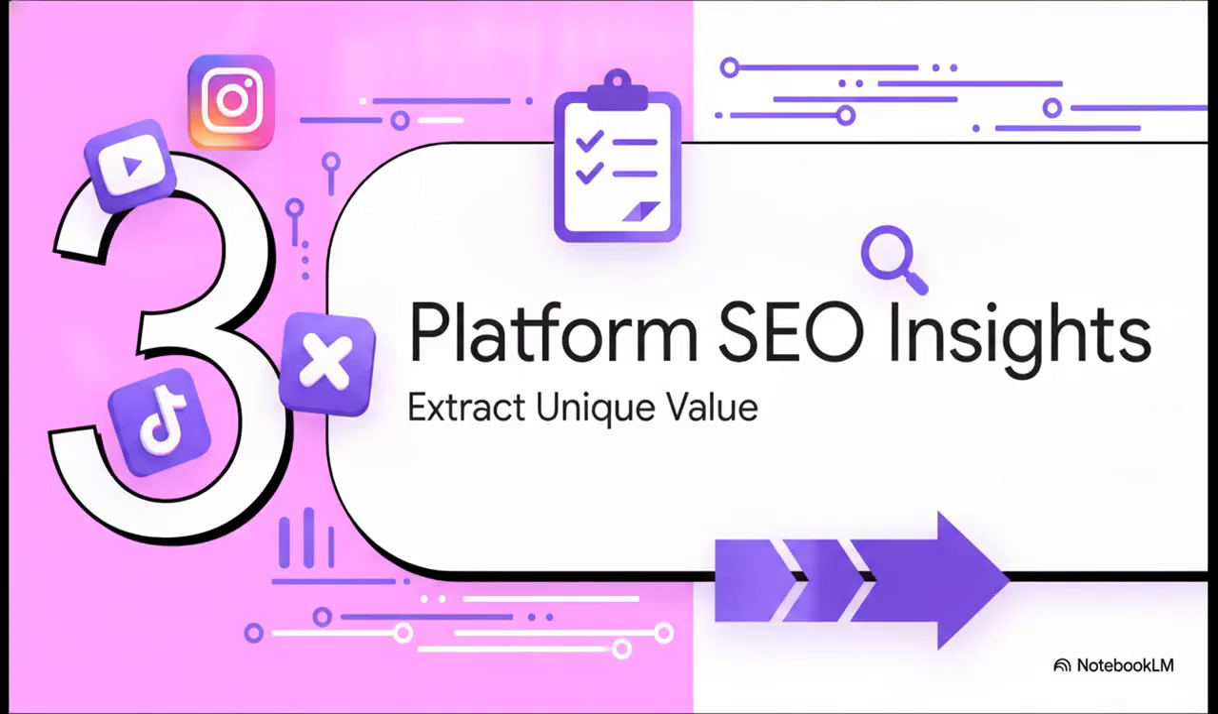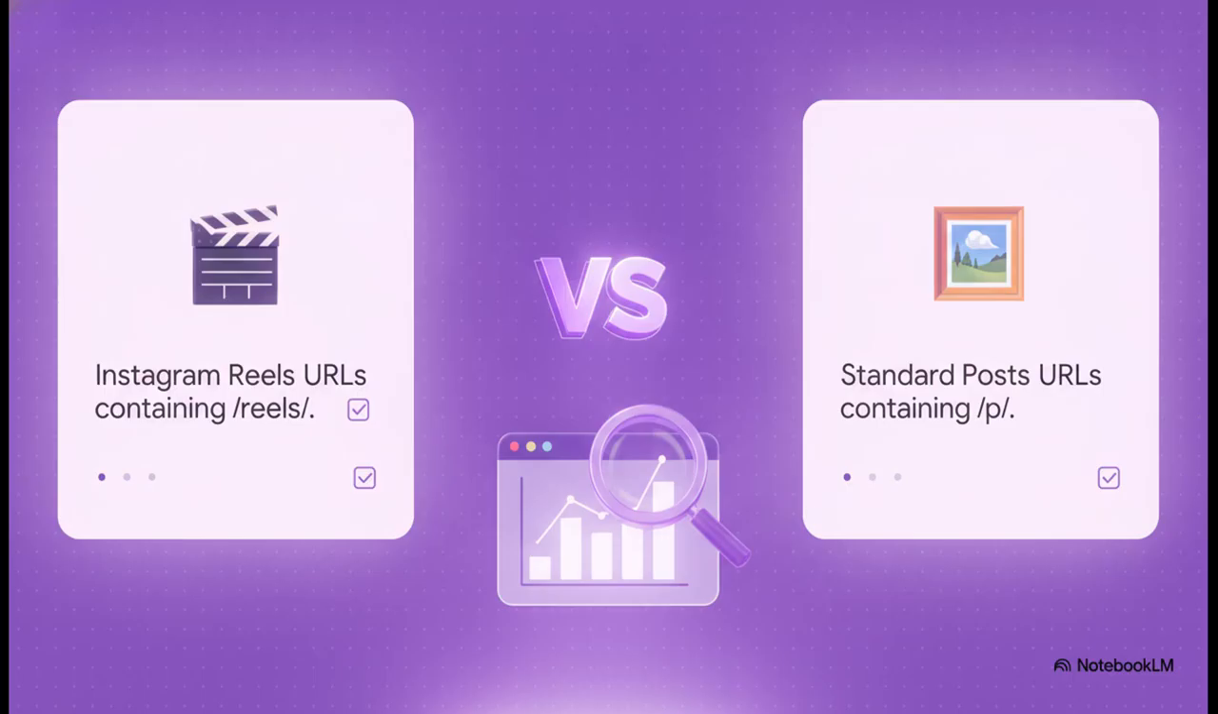Section 3, platform-specific SEO insights and extracting unique value. Let's get to the really fascinating part and see how this all builds into specific platform-by-platform SEO insights that can actively shape your content strategy. Let's look at Instagram. You can use this to run a brilliant A/B test. For the longest time, the industry assumption has been that Reels always win, right? Well, you can finally put that to the test.